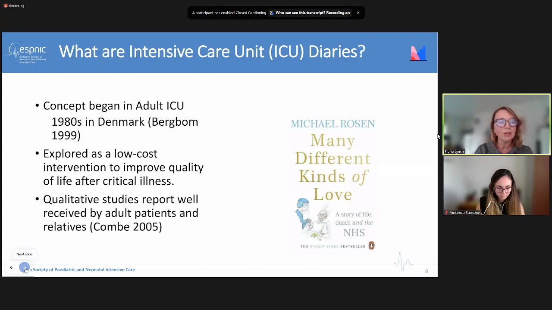And that's a really simplistic view of what the diaries are. And those of us who've used them or have had experience of them actually appreciate this is a really good baseline understanding of diaries, but actually they can morph into being much more than that.